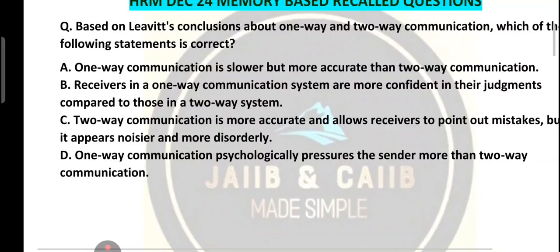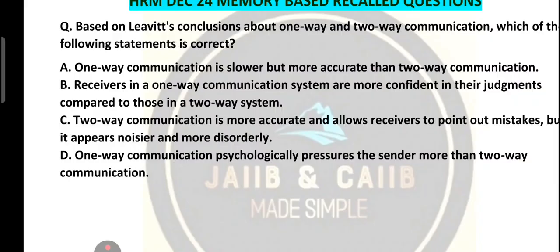Option C, that two-way communication is more accurate and allows receivers to point out mistakes. Yes, this is the correct answer. In two-way communication, both people talk. So one sends the message, the other responds, asks questions or gives feedback. So this makes it more accurate because any mistake, any confusion can be cleared right away. But from the outside, it may seem messy or noisy because there is a lot of back and forth. For example, imagine a team meeting where everyone is asking questions. It might look disorganized, but people are getting clarity.